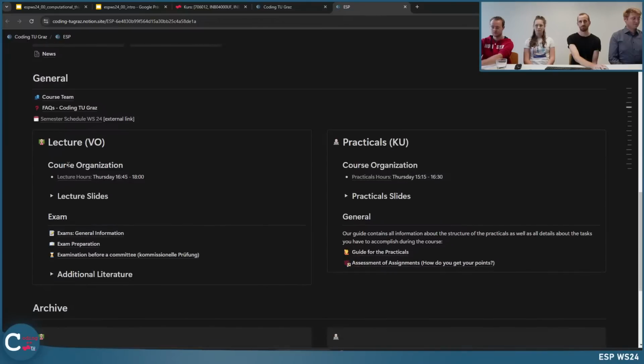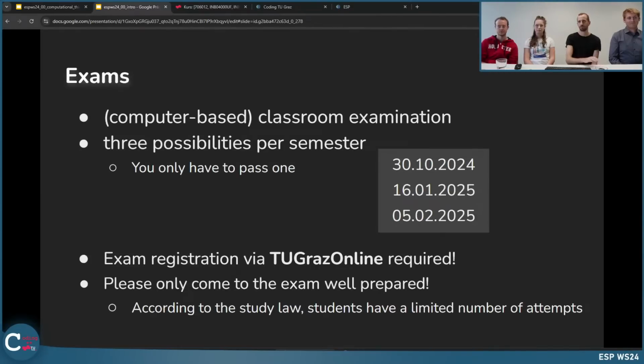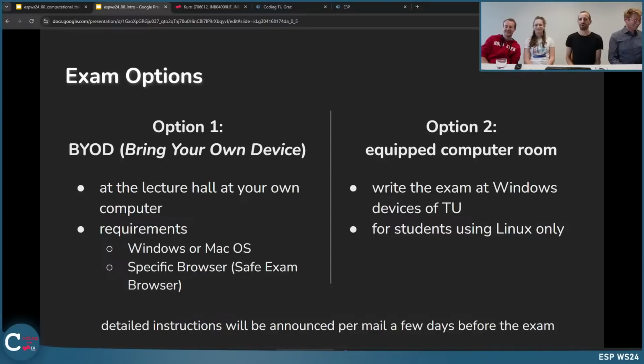And we have on the left side here all about the lectures, on the right side all about the practicals. And here in the lecture you can see an exam section where we have general exam information, exam preparation, and so on. So if you want to take the exam, we highly recommend also to browse through these pages here. And okay, so our exam is, you want to add something? No, please continue. Our exam offers two options.